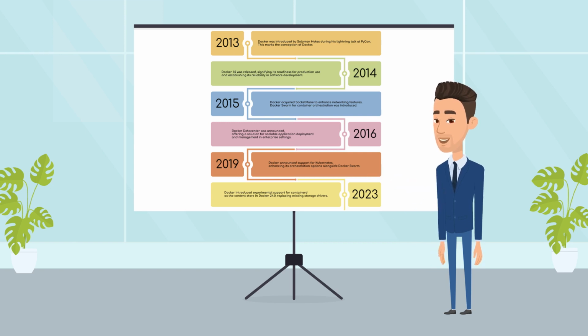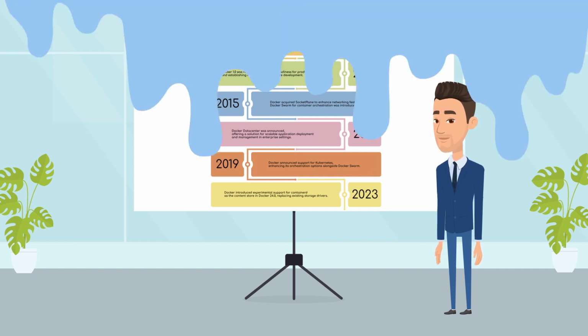In 2016, Docker announced Data Center, offering a solution for scalable application deployment and management in enterprise settings. In 2019, Docker announced support for Kubernetes, improving its orchestration options alongside Docker Swarm. In 2023, Docker introduced experimental support for Containerd as the content store in Docker 24.0, replacing its existing storage drivers.